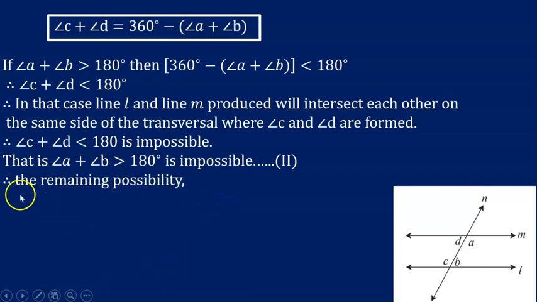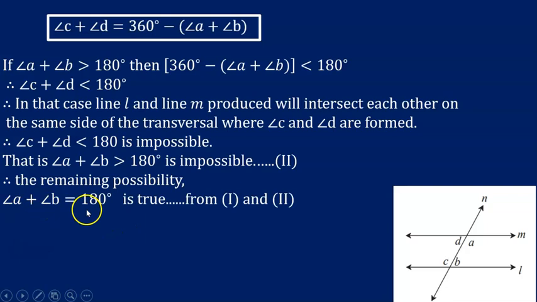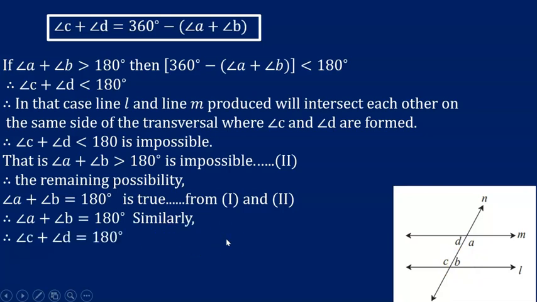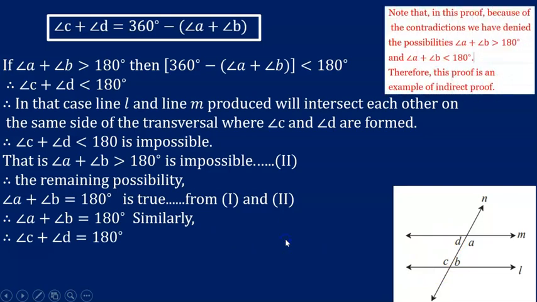Therefore the remaining possibility. Now, which is the remaining possibility? That is, the measure of angle A plus the measure of angle B is equal to 180, because the first and second possibilities are impossible, therefore the third possibility is possible. That is, the measure of angle A plus the measure of angle B is equal to 180. Similarly, we can prove that the measure of angle C plus the measure of angle D is equal to 180.